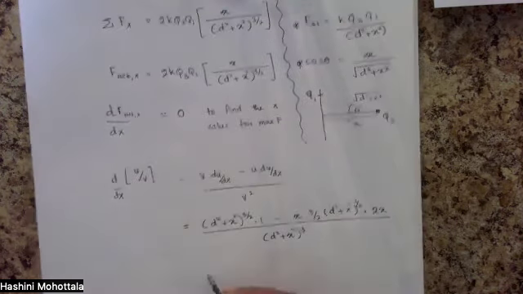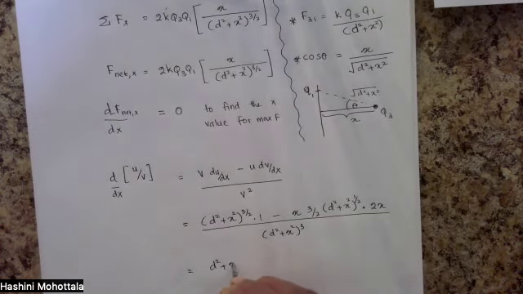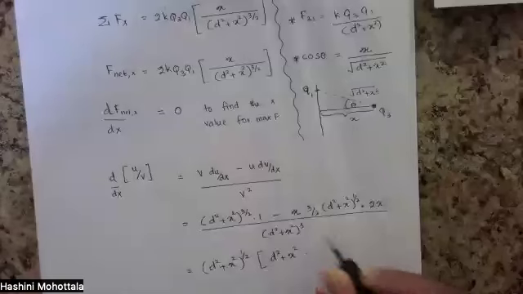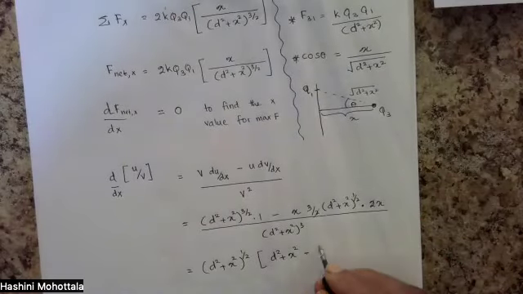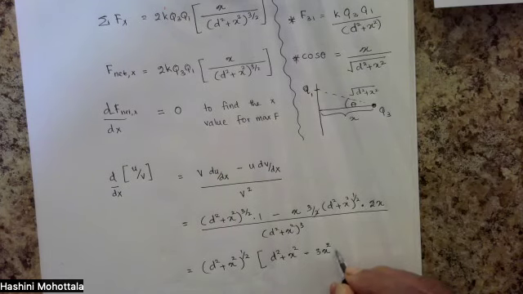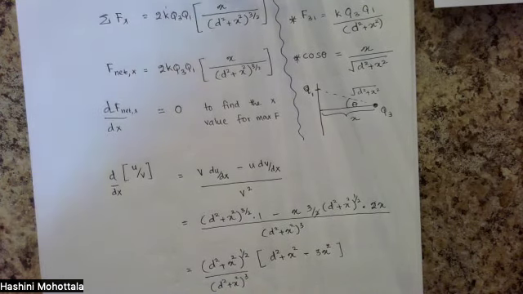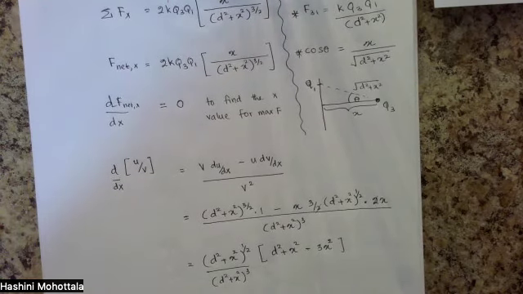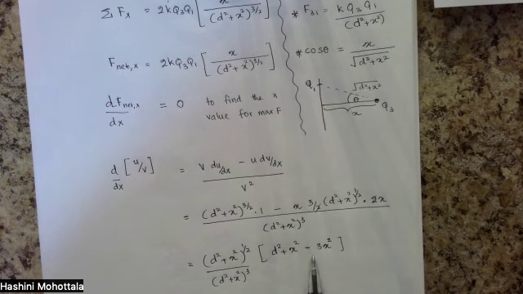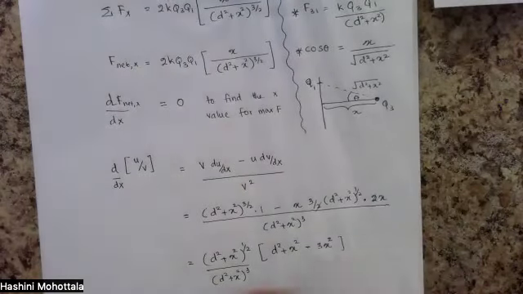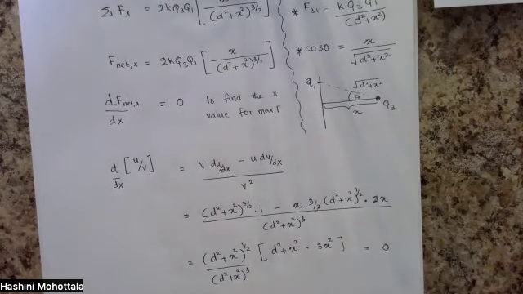I can try to simplify this a little bit. I can pull out a d square plus x square to the power half. And that will give me d square plus x square inside. And the 2 and the 2 cancel out, and there you have minus 3x square. So d square plus x square minus 3x square, and this is equal to 0. What do you guys get?